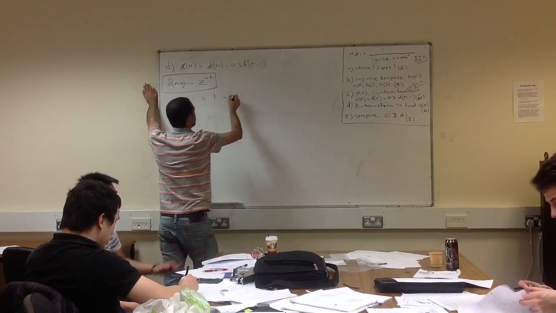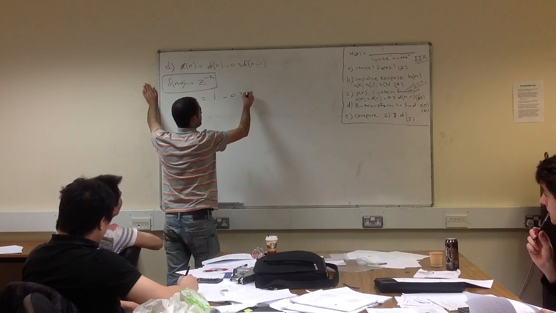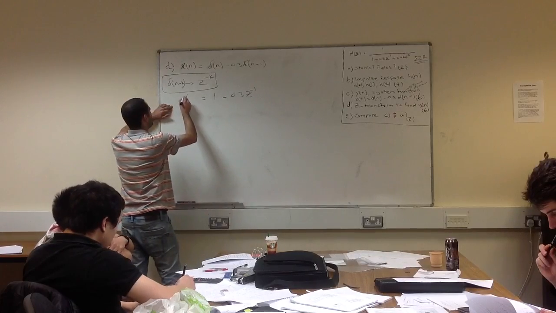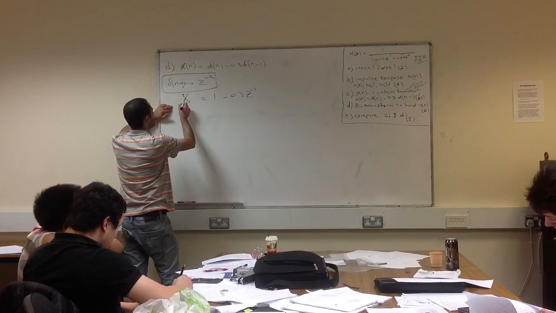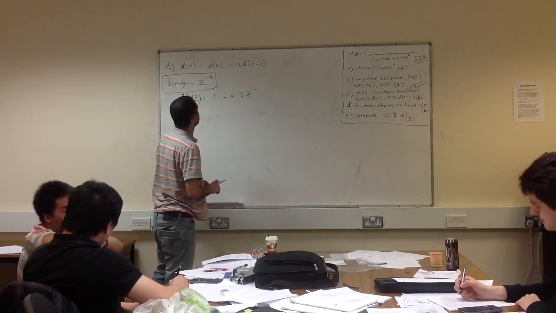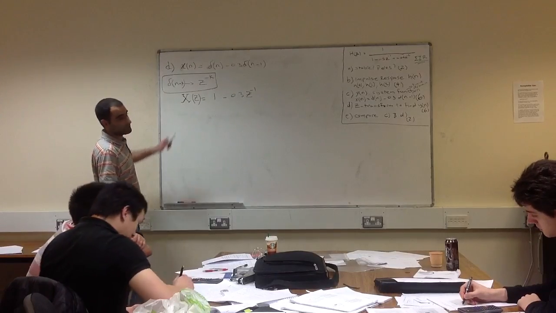0.3 times z to the minus 1. That's basically your X of z. I do it like this because that's the notation you need to use. So that's our X of z.